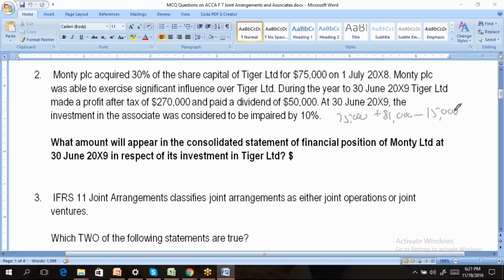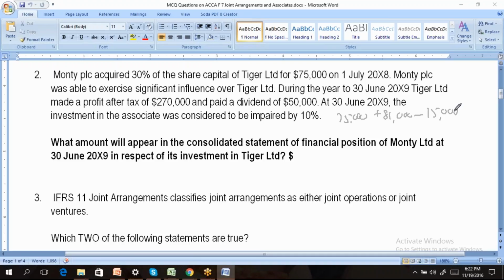As at 30th June, the investment in associate was considered to be impaired by 10%. Now this is a nasty question. On which figure will you provide the impairment? If it's on the 30th of June, that is the following year. That is very good, because a lot of students would have provided 10% on the original investment of 75. But the important thing is they say as at 30th June. So what is the 30th June figure? 75 plus 81 minus 50.